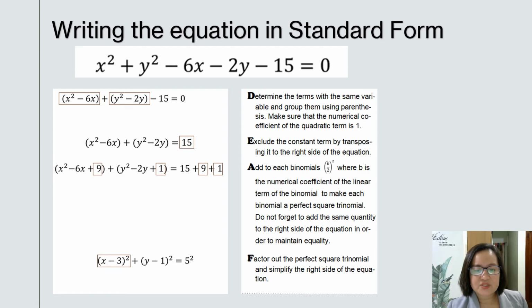At the right side, we simplify 15 plus 9 plus 1, we will get 25, which is just 5 squared. Hence, writing the equation in standard form, the resulting equation will be the square of x minus 3 plus the square of y minus 1 equals 5 squared, or the square of x minus 3 plus the square of y minus 1 equals 25.